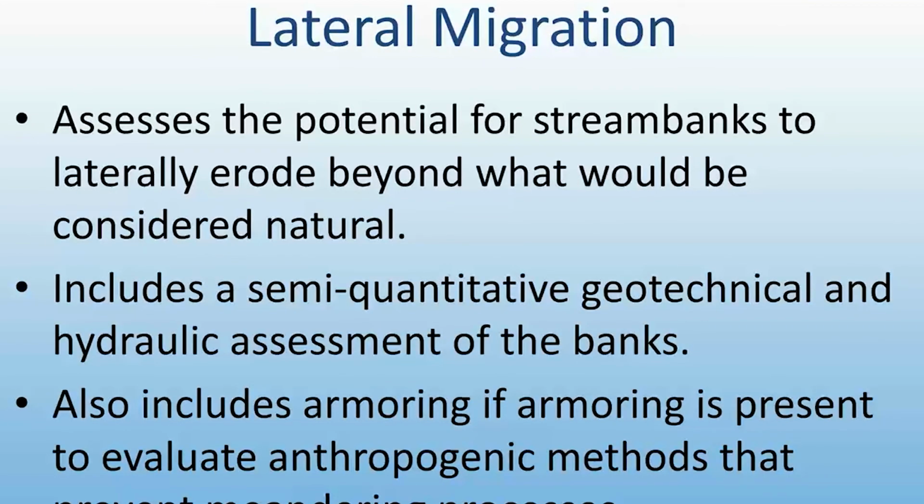For the lateral migration parameter, we're going to assess the potential for stream banks to laterally erode beyond what would be considered natural. And we're going to include semi-quantitative, geotechnical looks at the bank, as well as a hydraulic assessment of the bank. We've also added armoring. The first 2 metrics look at what if our bank erosion is too much, and then armoring asks, do we have anthropogenic methods that are preventing meandering processes? And that would lead to a negative score as well.